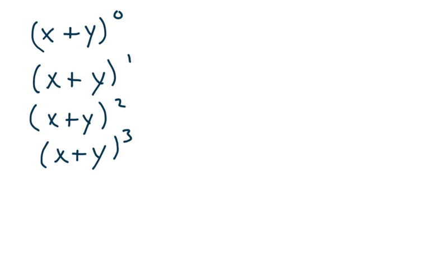Now here we have a bunch of, as you can see, binomials with powers on them, right? And hopefully everyone agrees anything to the 0 power is simply 1. You should know that. It doesn't matter what it is, anything to the 0 power is 1. Now what is x plus y to the 1? Well, isn't that just simply 1x plus 1y?